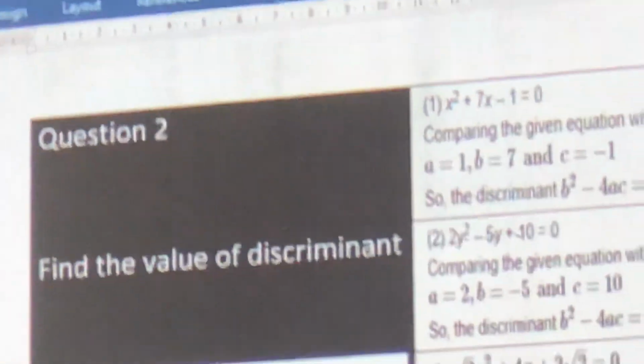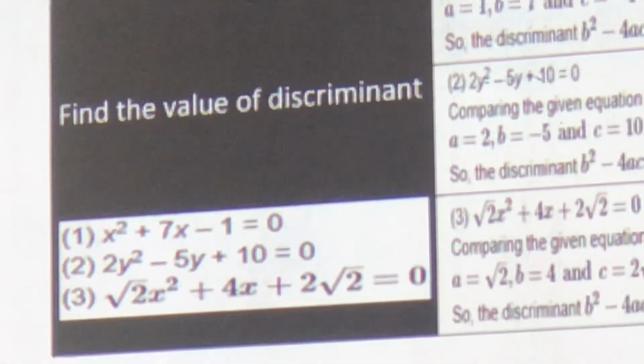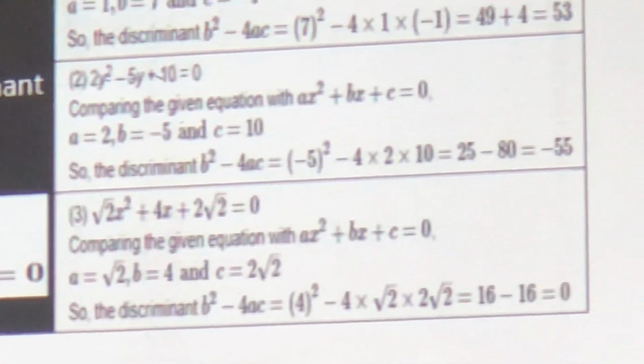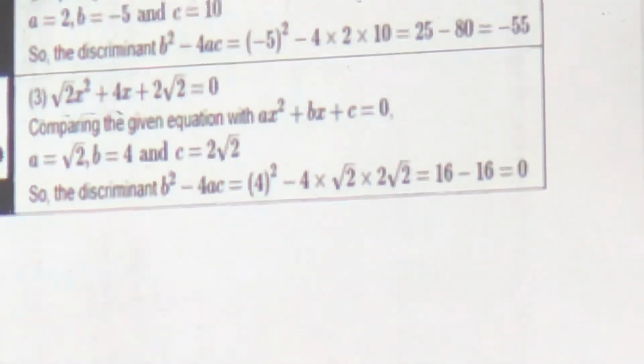Let us see sums now. Find the discriminant. Friends, we have already done this. We have already done b square minus 4ac. Please practice on your own. Now, there you go. The sums are very vaguely put in the exercise.